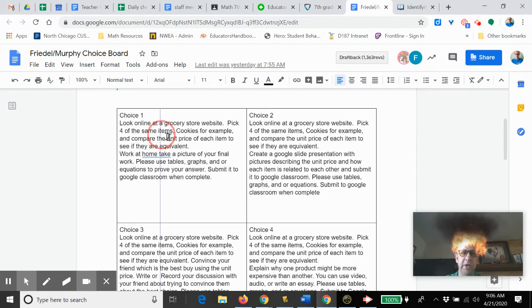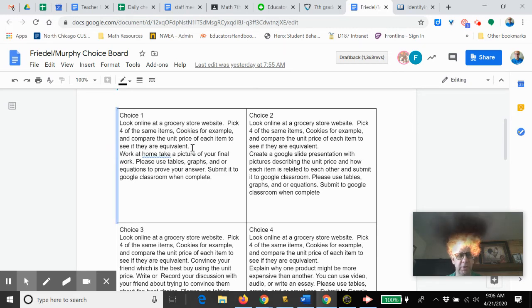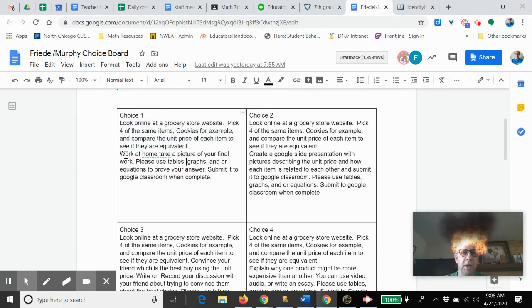Look at a grocery store website, pick four of the same items, cookies, for example, and compare unit prices for each item to see if they are equivalent. Then the choices are: work at home and take a picture of your final work. You do the work with paper and pencil, take a picture of it, and send it to us. You must have a table, a graph, and an equation, and show all your work.